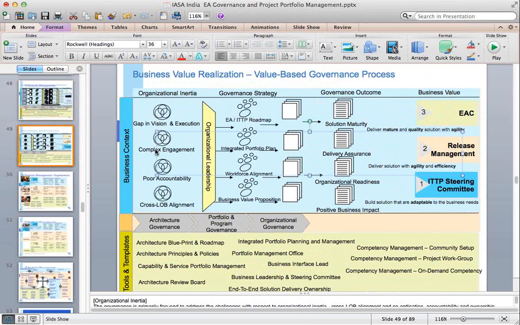And if you look at it, the overall value comes essentially from bringing in the element of the enterprise architecture committee.